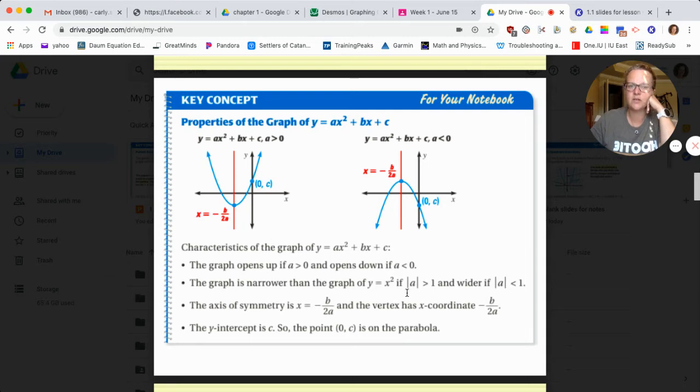And then the vertex has the x coordinate of -b over 2a. Then we would plug that in to find the ordered pair, but it's okay, we'll do that in a little bit. But the y-intercept, which is very important, is right here. The y-intercept is that c value from your equation. That c value becomes our y-intercept. So let's go ahead and practice.